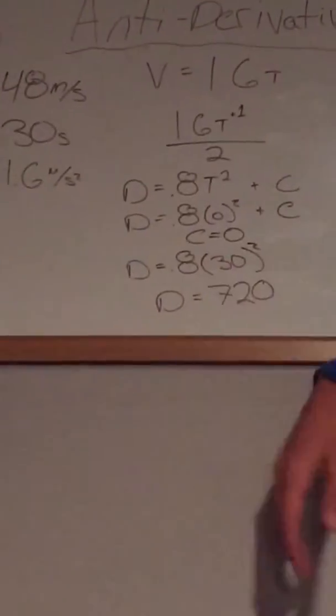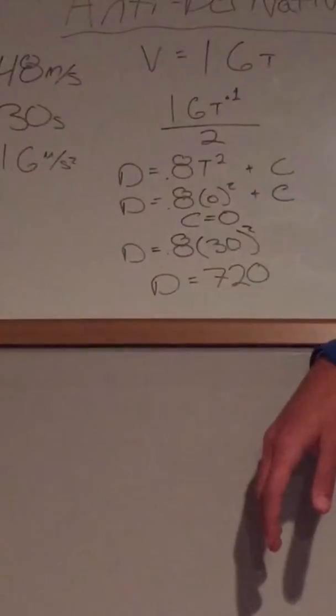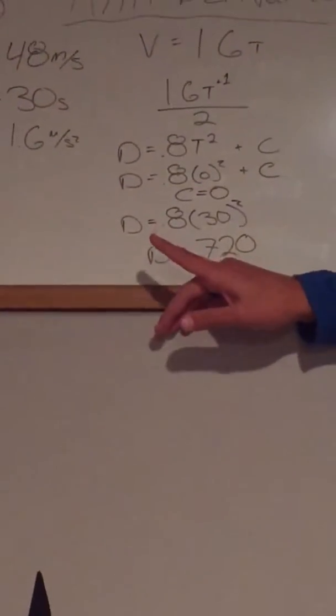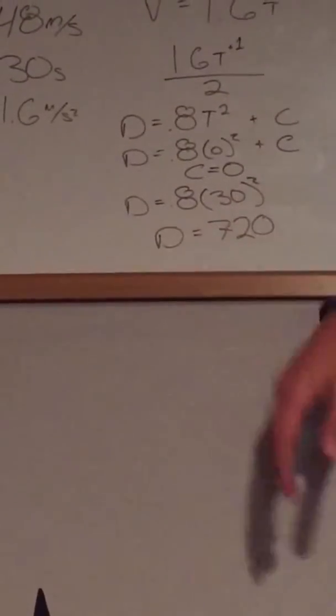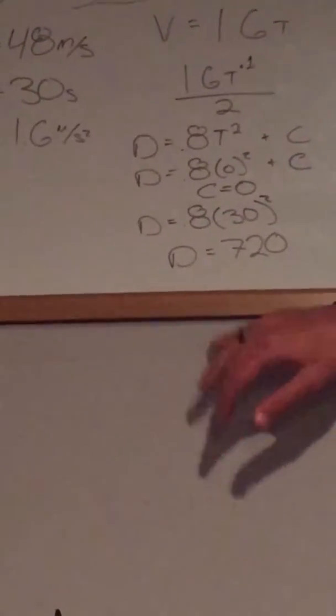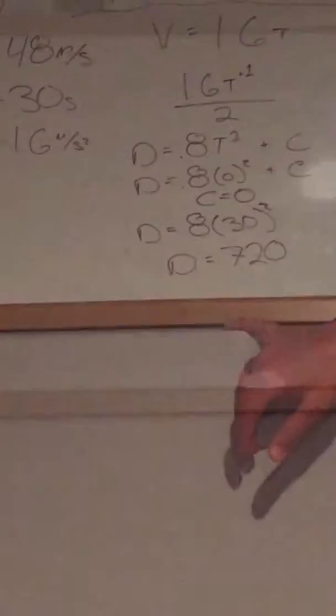You plug in 0 for time to solve for c, and you get c is equal to 0. Then, because you want to find out how far it fell after 30 seconds, you plug in 30 for t, and the distance it fell is 720 meters.